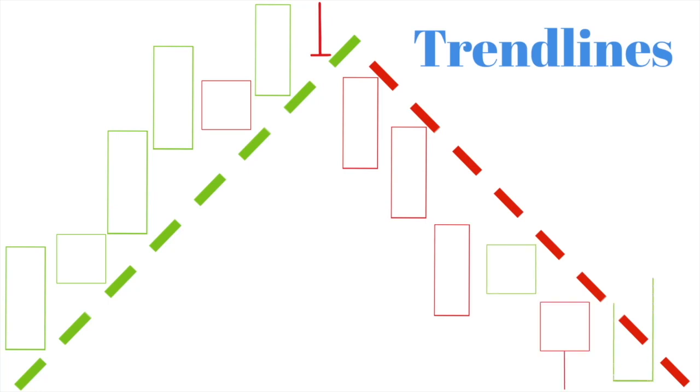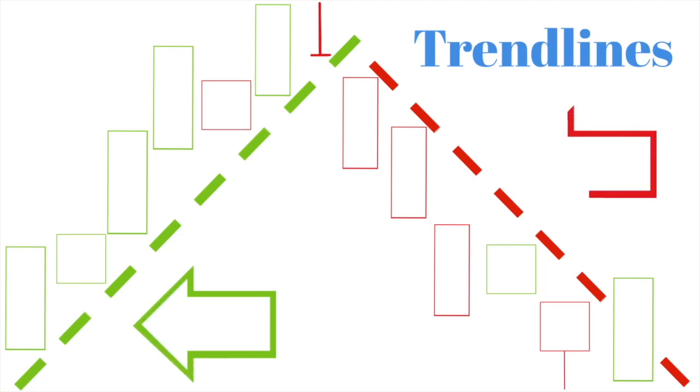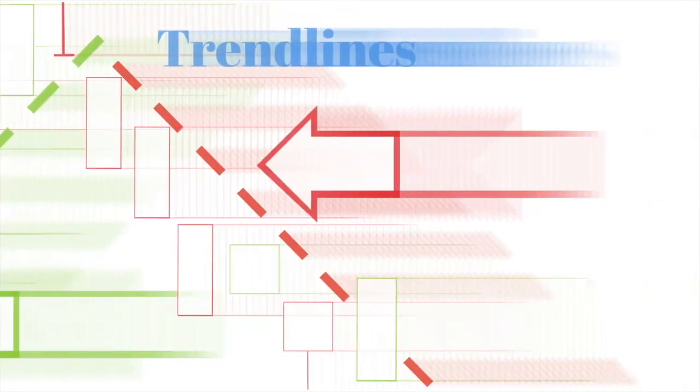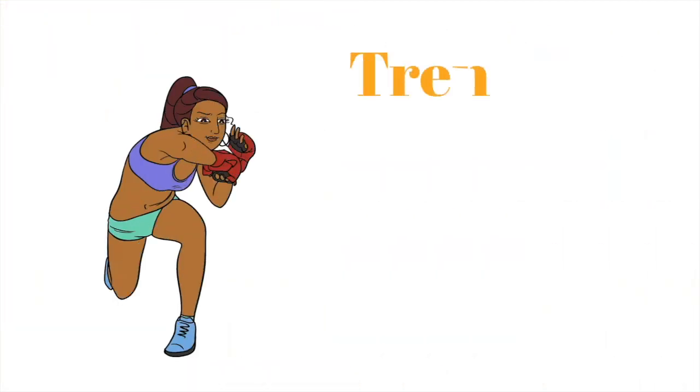For an uptrend, the trend line is drawn below the candles, offering a level of support. And for a downtrend, the trend line is drawn above the candles, offering a form of resistance. All right, let's get ready to knock out some trend lines.